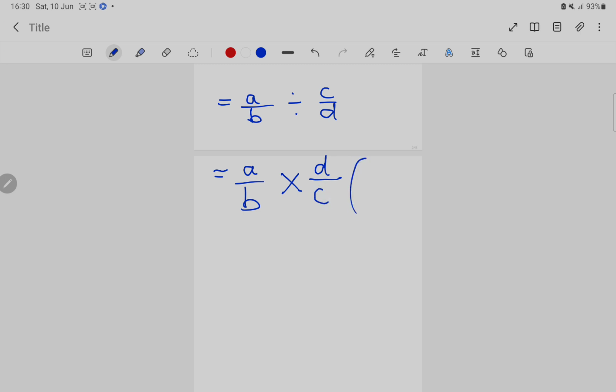So we call this method invert and multiply. Okay, make it clear: invert and multiply. Then we can now multiply using the rule of multiplication of fractions. So A times D becomes AD, and then B times C becomes BC. This is the final answer. Done. Thank you.